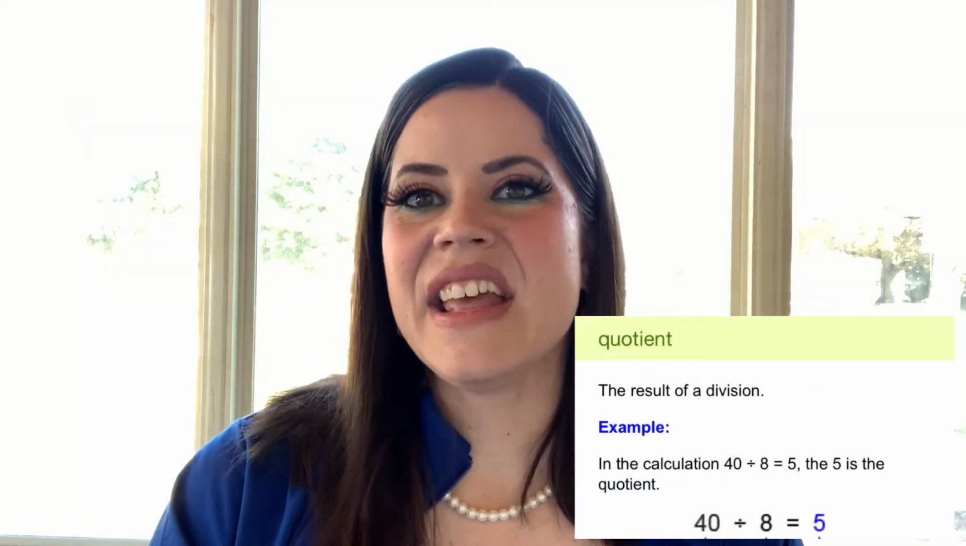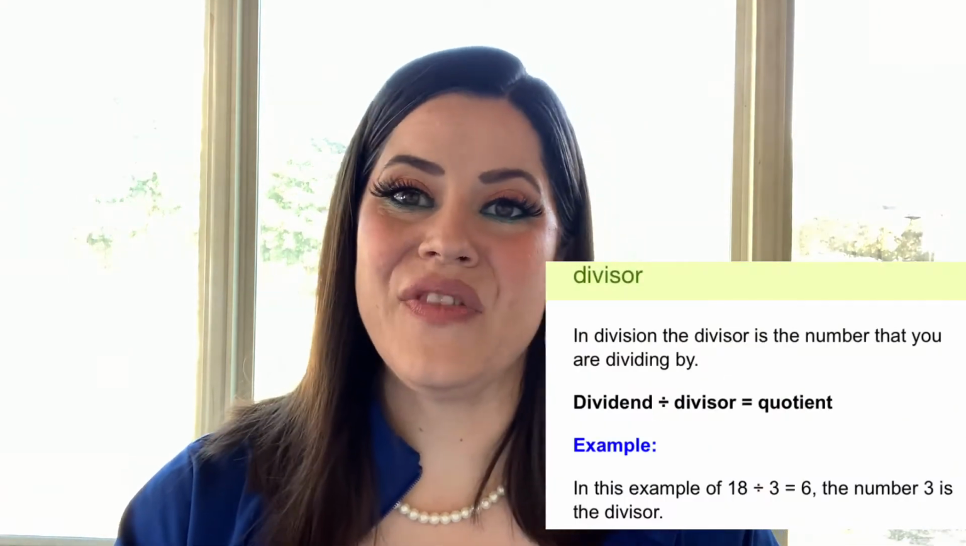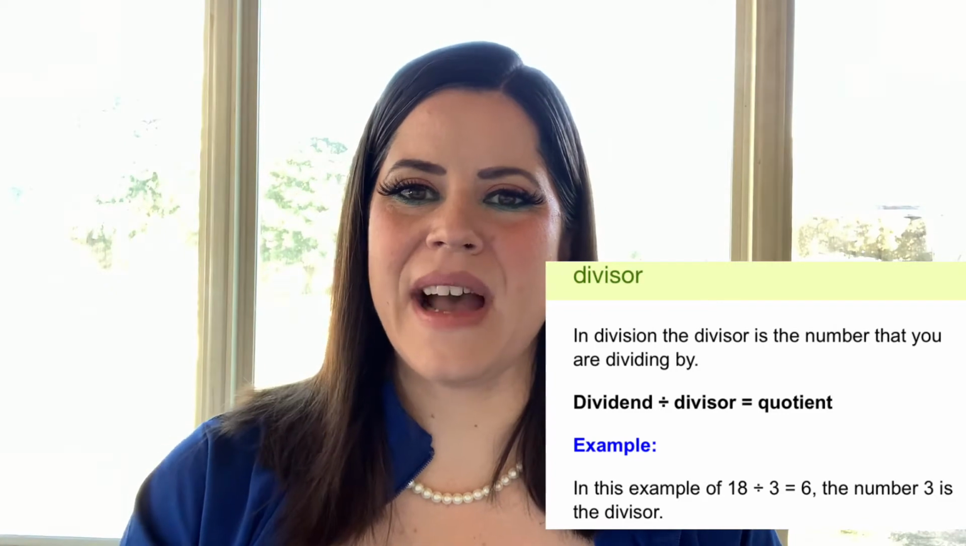Before we get into the main portion of this video, I'm going to talk about some vocabulary words that I will be using throughout the video so you can understand what I'm talking about. So here they are. The first word is the quotient. This is the answer to a division problem. The second word is divisor. Divisor is the number you are dividing by.